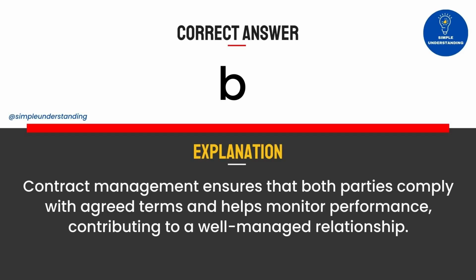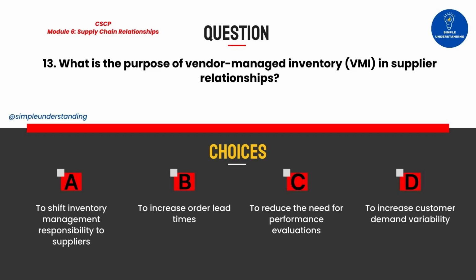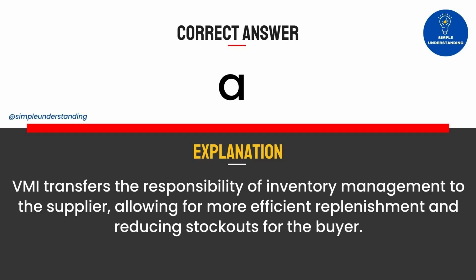a well-managed relationship. 13. What is the purpose of vendor-managed inventory, VMI, in supplier relationships? A. To shift inventory management responsibility to suppliers. B. To increase order lead times. C. To reduce the need for performance evaluations. D. To increase customer demand variability. Correct answer: A. Explanation: VMI transfers the responsibility of inventory management to the supplier, allowing for more efficient replenishment and reducing stockouts for the buyer.